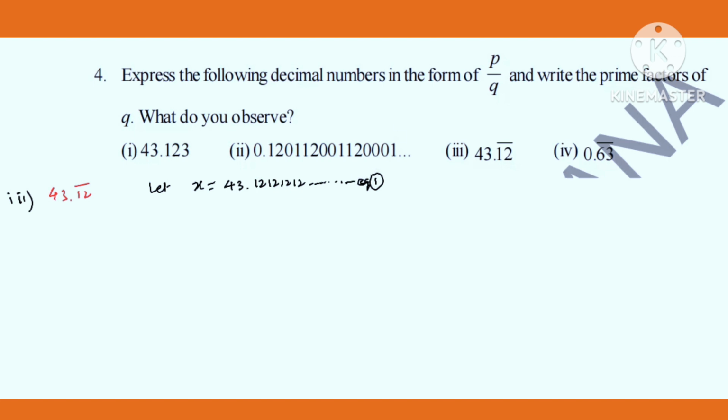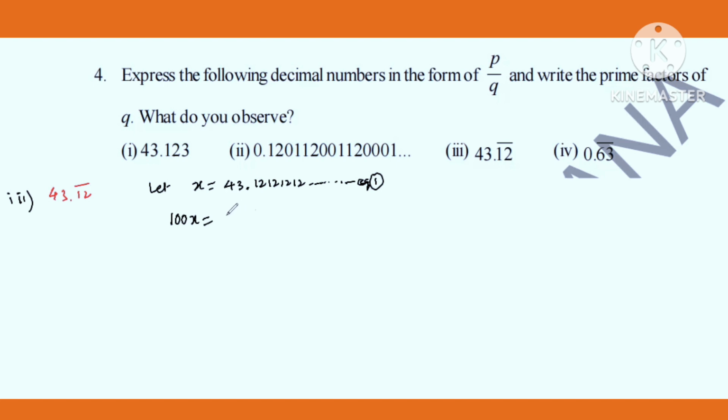So here, what you do? You have to observe the repeating part here. 43.12 is there. What is the period, 1, 2, and what is periodicity? Two are repeating. When you're subtracting, you should have the same part after the decimal. For example, now see, we have to multiply this number with 100. If periodicity is 2, meaning 2 are repeating, so we multiply with 100 on both sides.